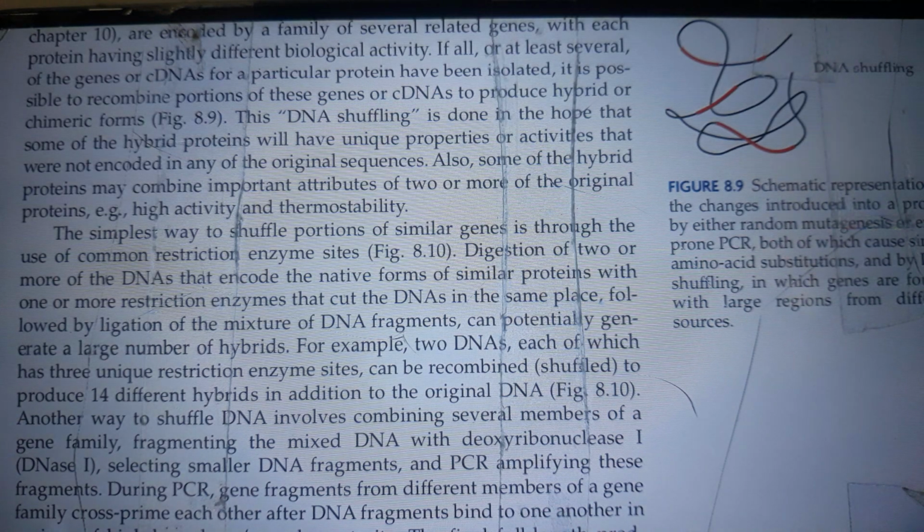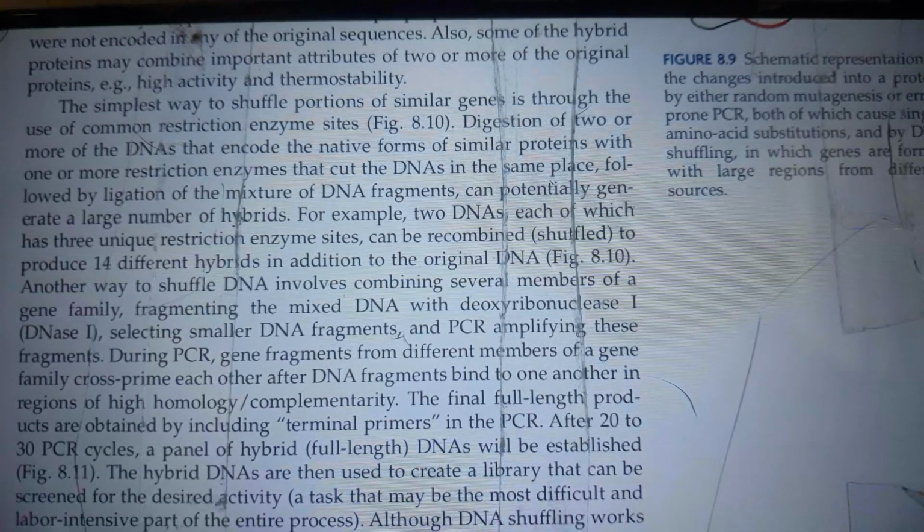Also, some of the hybrid proteins may combine important attributes of two or more of the original proteins, for example, high activity and thermostability. The simplest way to shuffle portions of similar genes is through the use of common restriction enzyme sites. Digestion of two or more of the DNAs that encode the native forms of similar proteins, with one or more restriction enzymes that cut the DNAs in the same place, followed by ligation of the mixture of DNA fragments, can potentially generate a large number of hybrids.